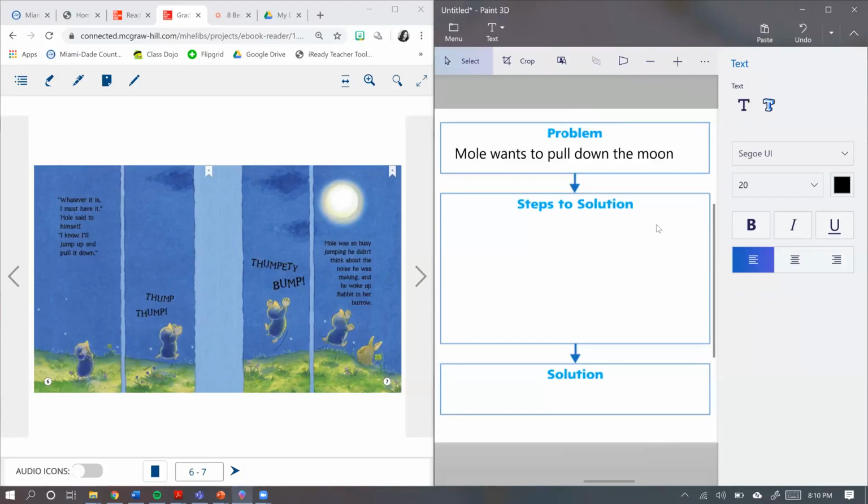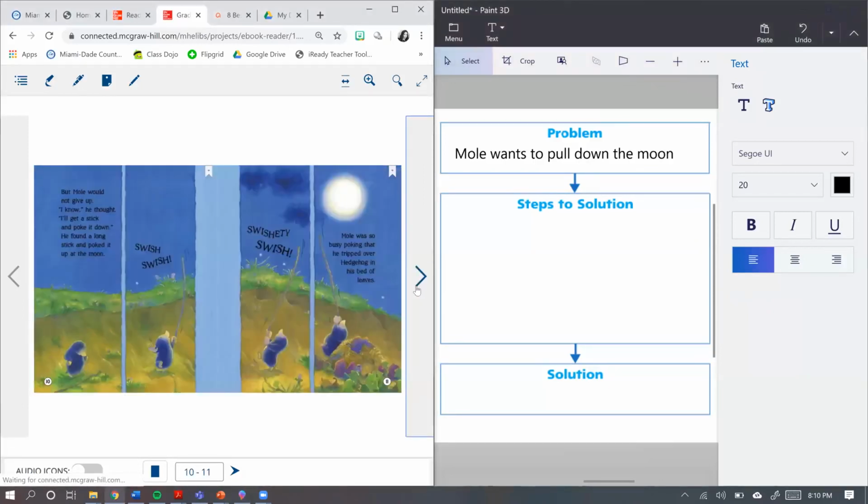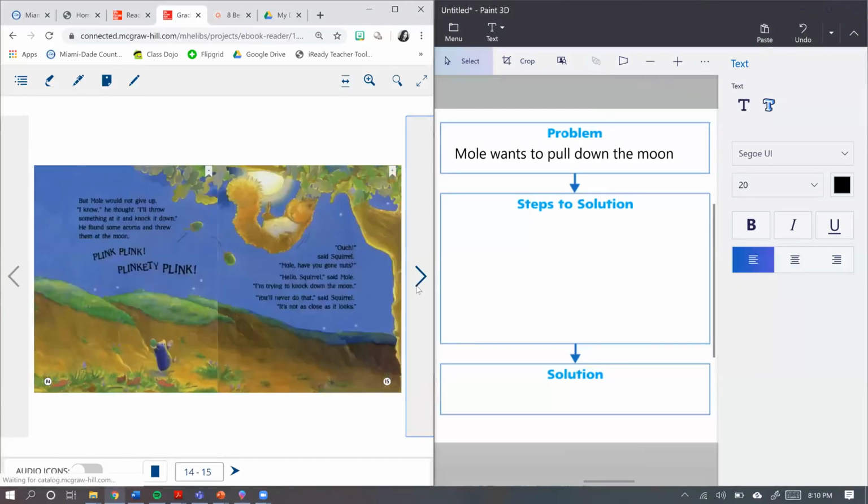I think that's a great sentence to put down in our box that says problem. He wants to pull down the moon. Why is that a problem for him? Well, we learn throughout the story, if we flip through, look at all the things that he does to try to get it. He tries to jump. He tries to poke at it. He uses a stick. He throws acorns at it. None of these attempts are successful. He doesn't have any luck. So these are his steps that he's going to take.